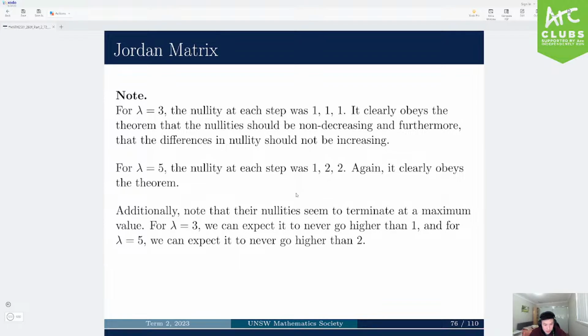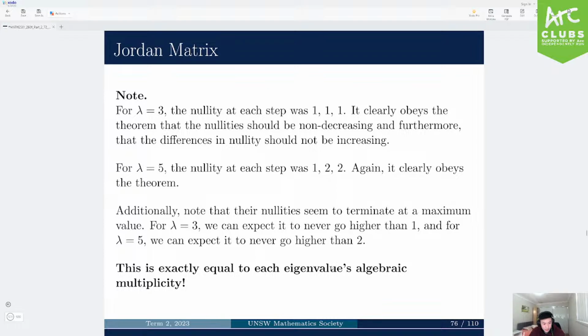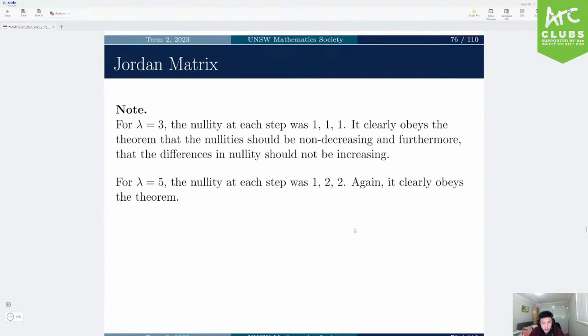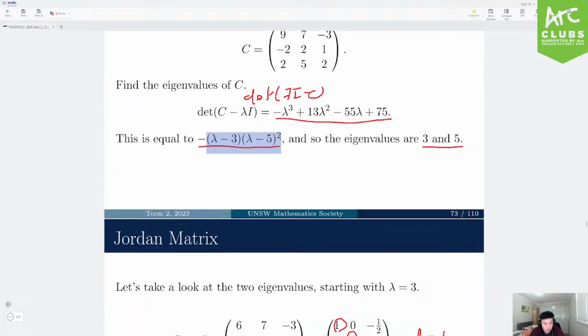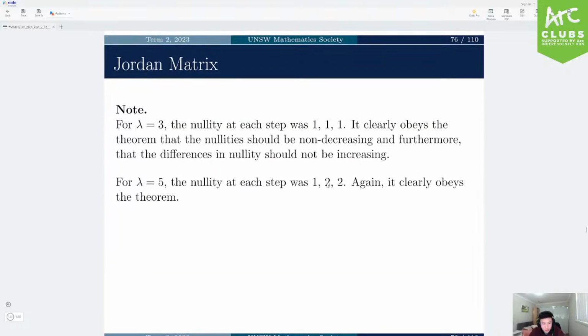Notice that the nullities actually seem to terminate at some maximum value. So for λ is 3, we're seemingly stopping at nullity 1, and for λ is 5, we're seemingly stopping at nullity 2. And this is actually the case because this number is going to equal our eigenvalue's algebraic multiplicity. Okay, so if we go back, notice that we have our characteristic polynomial here, which means that 5 has an algebraic multiplicity of 2, and 3 has an algebraic multiplicity of just 1. And that exactly equals these terminating values here, 1 and 2.